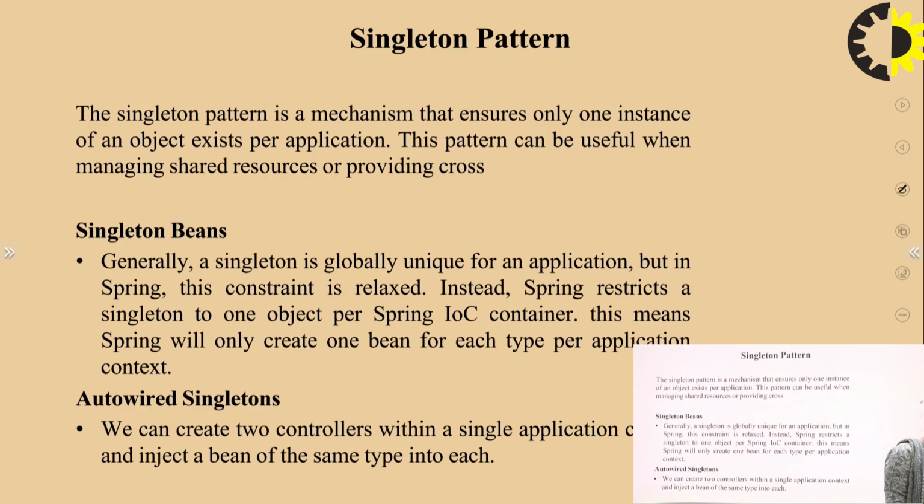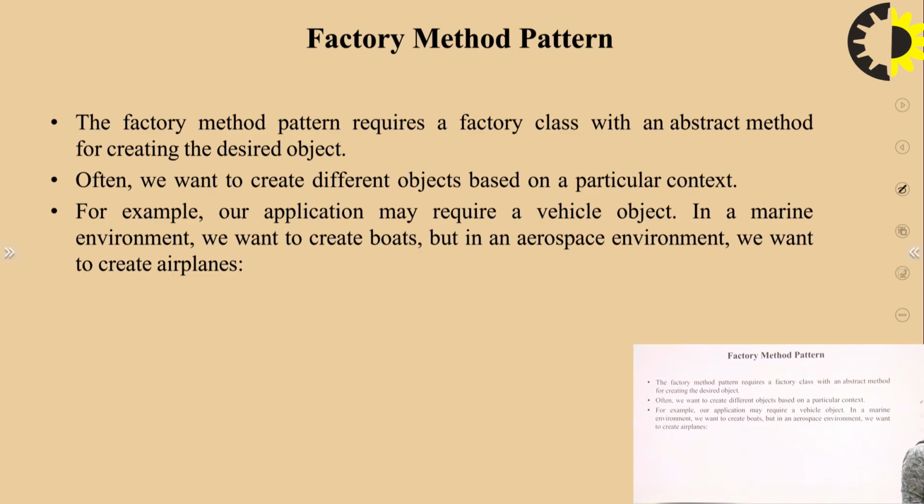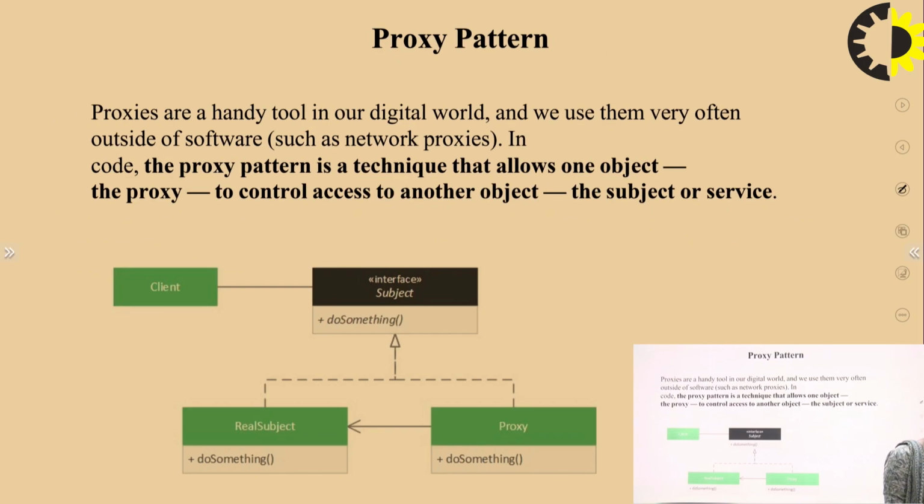Now, with autowired singletons, we can create two controllers within a single application context and inject a bean of the same type into each. Next one is the factory method pattern. The factory method pattern requires a factory class with an abstract method for creating the desired object. Often we want to create different objects based on a particular context. For example, our application may require a vehicle object: in a marine environment we want to create boats, but in an aerospace environment, we want to create airplanes.